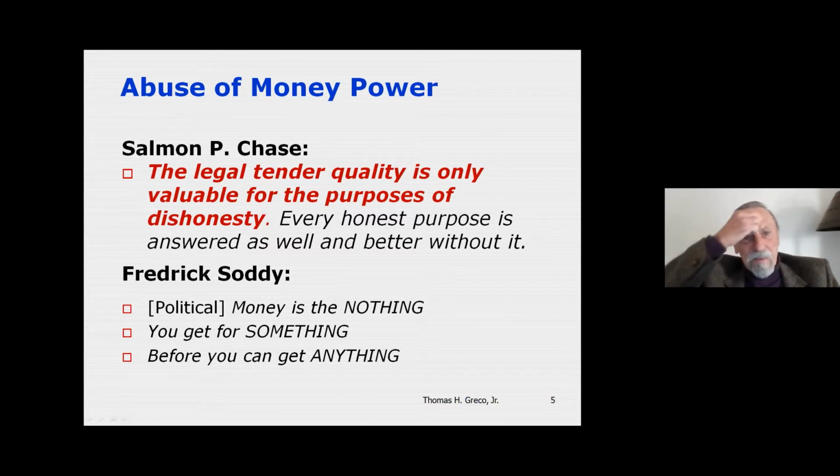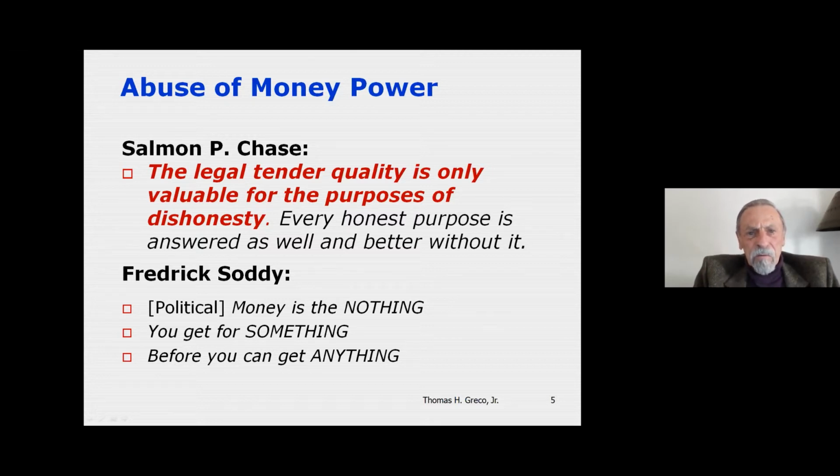So Salmon P. Chase was the Treasury Secretary during the Lincoln administration. Lincoln needed money to fight the Civil War. And the bankers were willing to lend money for that purpose, but at exorbitant rates of interest. And so Lincoln went to his advisors and he said, how can we finance this war without going into extreme debt to the bankers? And they came up with the greenback solution, which was to issue paper currency directly from the Treasury and use that to pay the costs of the war.